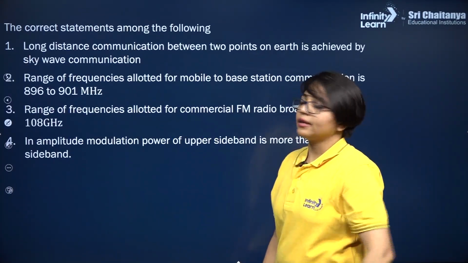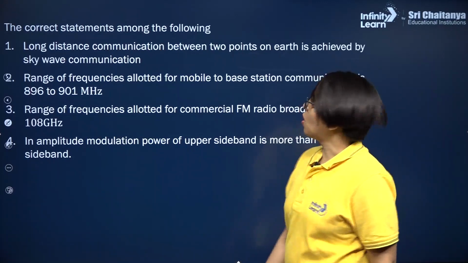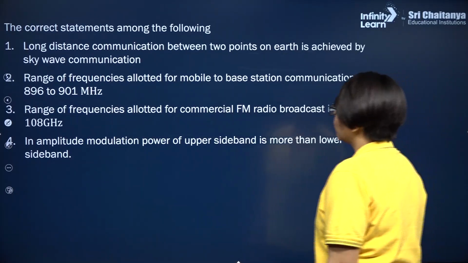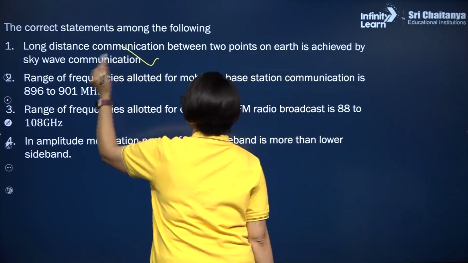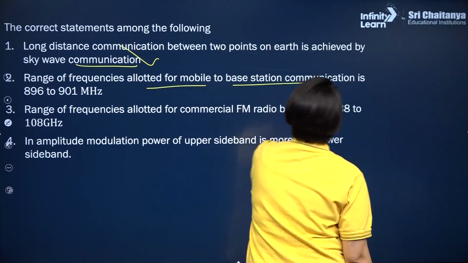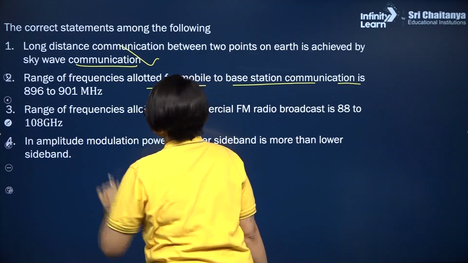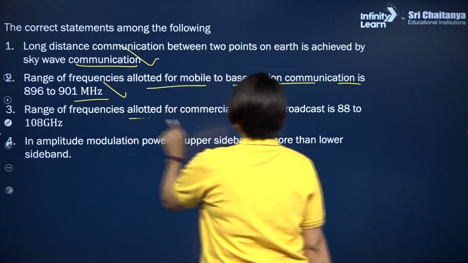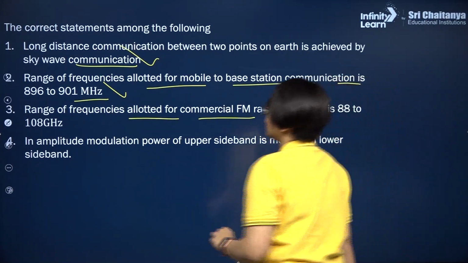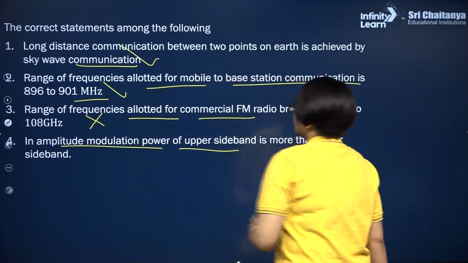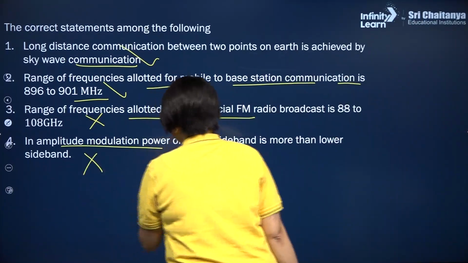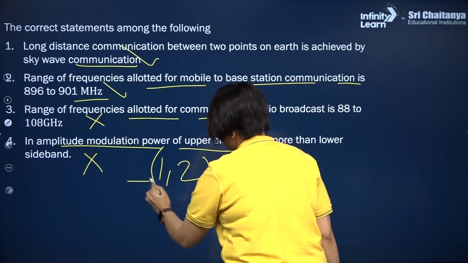Next is this one, the correct statements among the following. Long distance communication between 2 points on earth is achieved by sky wave communication. Yes, that is the purpose of sky wave communication. Range of frequencies allotted for mobile to base station communication is 896 to 901 megahertz. True. Range of frequencies for commercial FM radio broadcast is 88 to 108 gigahertz. No. In amplitude modulation, power of upper sideband is more than lower sideband. No, false. So, the only correct answer is 1 and 2.